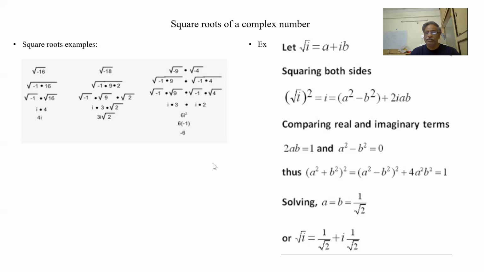If I do the square of this, I'll get the same as root i. 1 by root 2 square plus 1 by root 2 square is 1 by 2 plus 1 by 2, that is 1, plus 2ab, which is 2 into 1 by root 2 into 1 by root 2. The 2s get cancelled, plus i. So this b square is minus 1 by 2. They get cancelled, 1 by 2 minus 1 by 2, and 2ab is i. Automatically I am getting it.